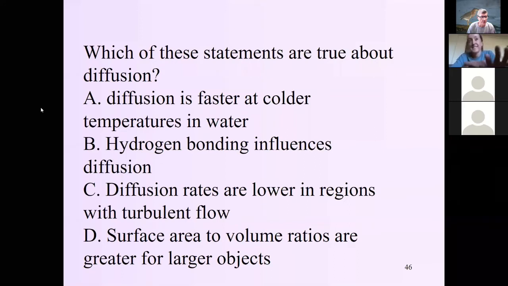Okay, so let's go through the statements one by one. Is diffusion faster at colder temperatures in water? No. Does hydrogen bonding influence diffusion rates? Probably. I think potentially, Gabriel said.